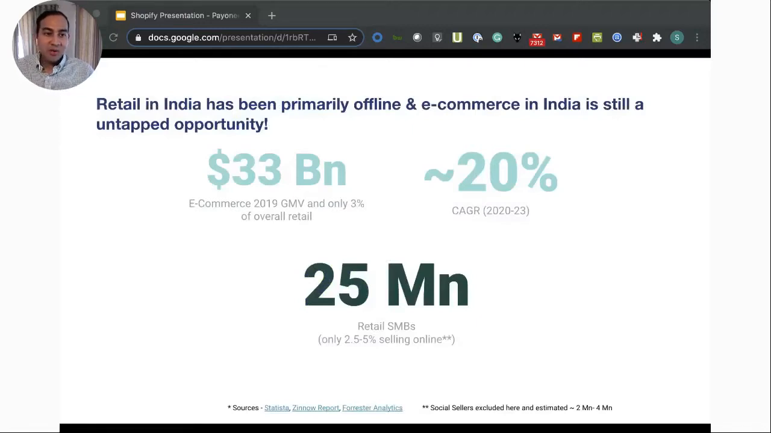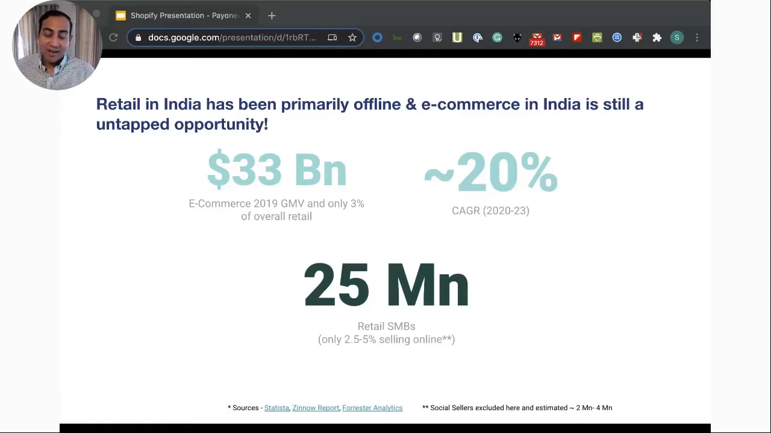Just wanted to talk a little bit about retail in India. Like we all know, retail in India has always been big and been primarily offline. E-commerce in the recent years has grown. In 2019, we were at about $33 billion, but even that is just 3% of the overall retail market in India, right? It's a fast-growing market.